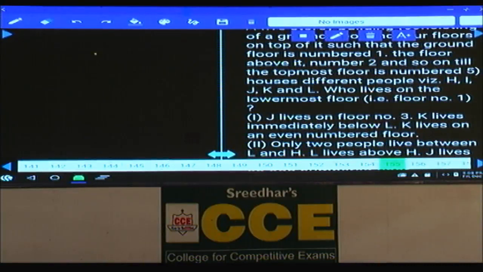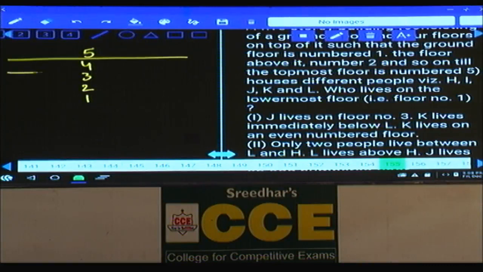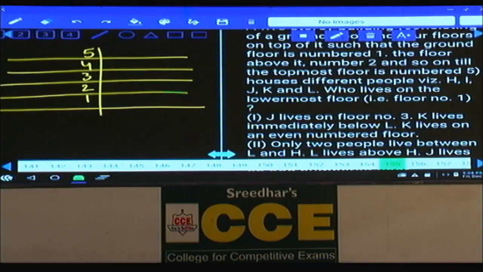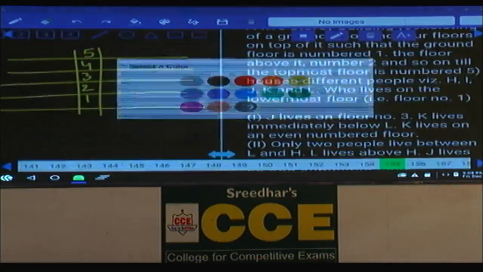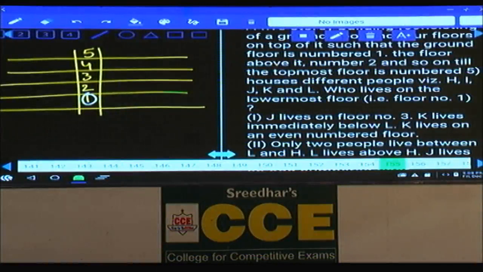Now 5 floors were there. 5 persons are living on these 5 different floors, isn't it? Now 5, 4, 3, 2, 1, these are the 5 different floors. Now the information related to the first one. The question is about who lives on the lowermost floor. We need to identify the person who is living on the first floor, isn't it? In order to identify this, tell me which statement is required.